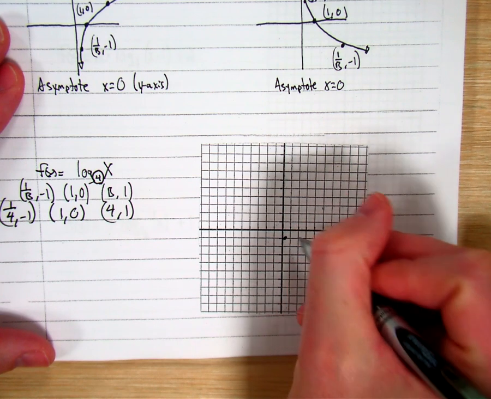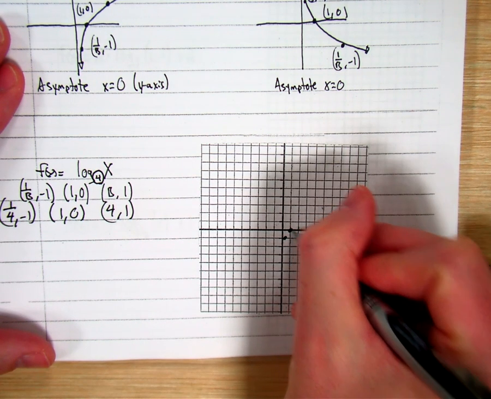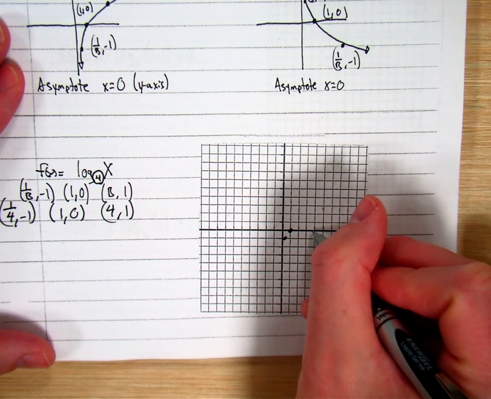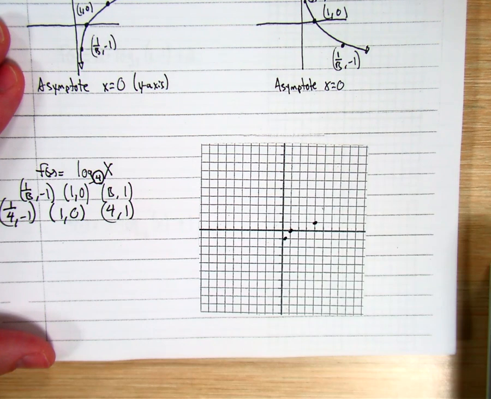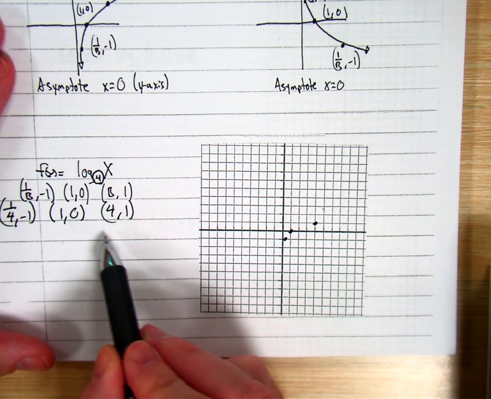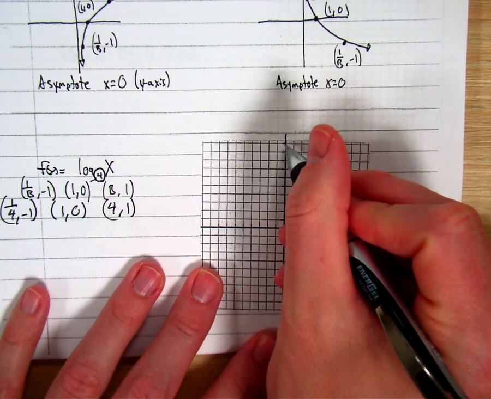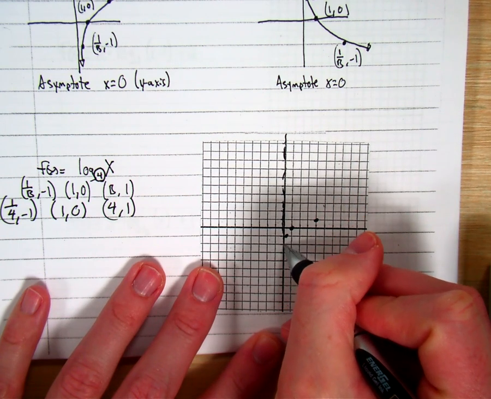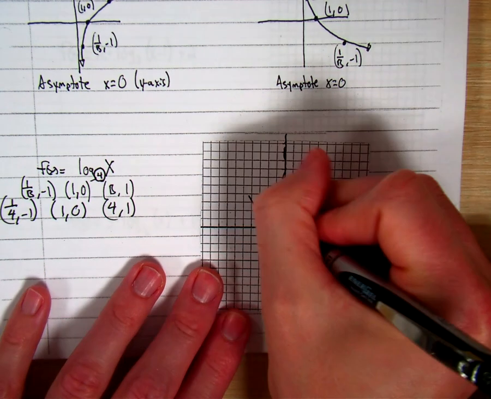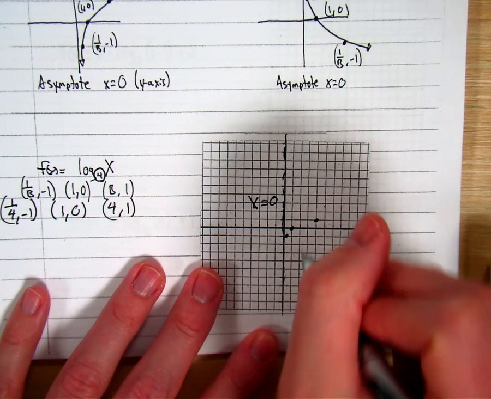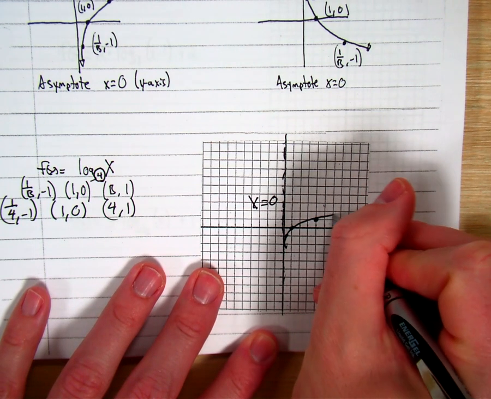Okay, so 1/4, negative 1. Do the best you can. 1, comma, 0. And 2, 3, 4, comma, 1. All right, we talked about this, this time it's going to have a vertical asymptote. So here's our asymptote on the y-axis. We didn't have to move it at all. X equals 0 there.